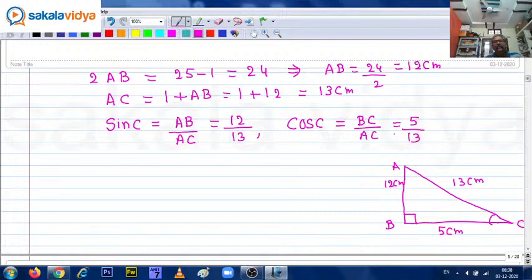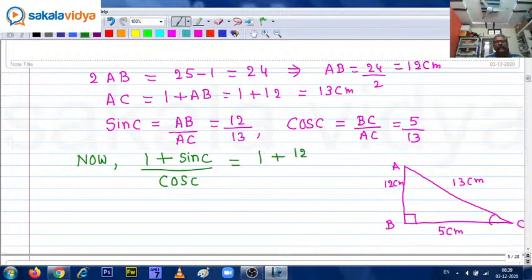But we need to find out what is the value actually. So now we need to evaluate 1 plus sin C upon cos C. So 1 plus sin C is 12 upon 13, upon cos C is 5 upon 13.